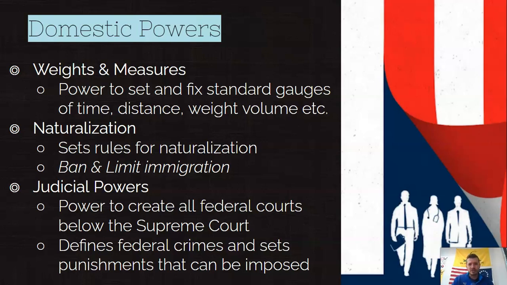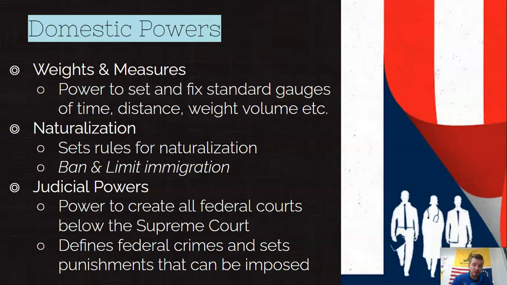Naturalization, this is actually not so much an enumerated power as it is an inherent power, but again, it still is there. So for naturalization, they can set rules for naturalization, and they can ban and limit immigration if necessary. Again, you think of things like darker times of American history, such as the Chinese Exclusion Act and things like that. That is well within Congress's rights.